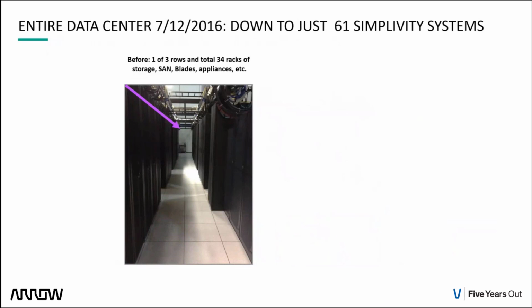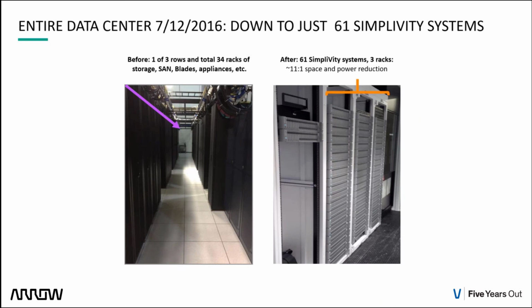So here you have just one of 3 rows in just one of their data centers. After the implementation of Simplivity, this is what you have. You have 3 racks of HPE Simplivity. Not 3 rows, 3 racks.